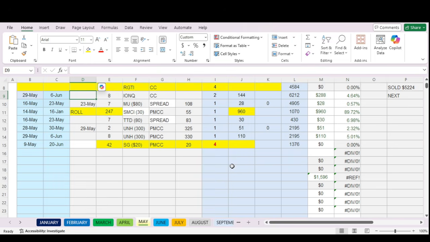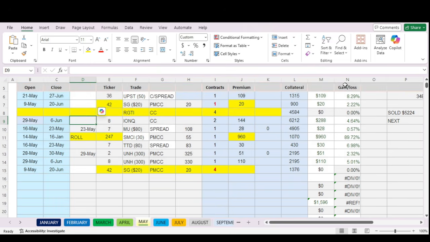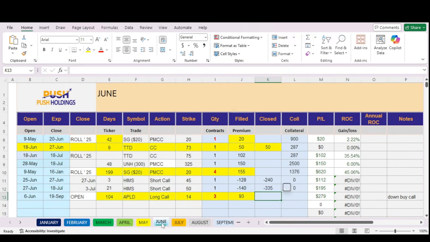And as you can see here, these are the trades that were done. Let me just go up to the top to give you a little more. Okay, these are the trades that were done right here for the month of May. And our net income, yes, we did end up positive for the month, was our 1,596. So continuing from May, let's go ahead and jump into June.